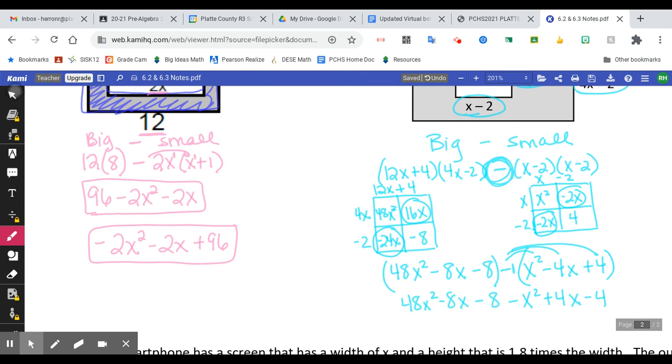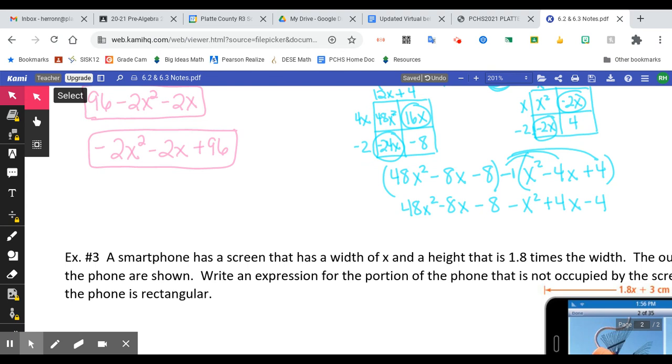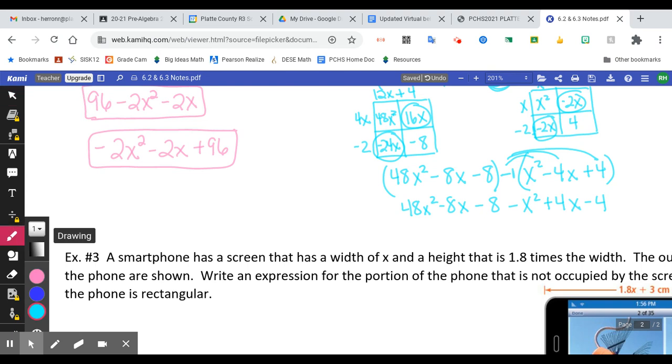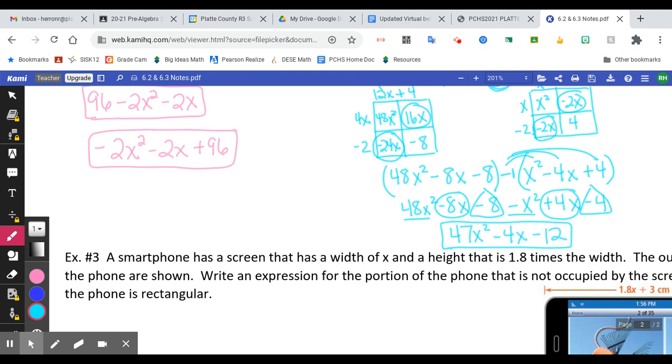So now let's put them all together. We've got 48x squared minus an x squared gives me 47x squared. Negative 8x and positive 4x gives me negative 4x. And then negative 8 and negative 4 gives me negative 12. And there's my answer because I can't combine any more terms. Big area minus the small.